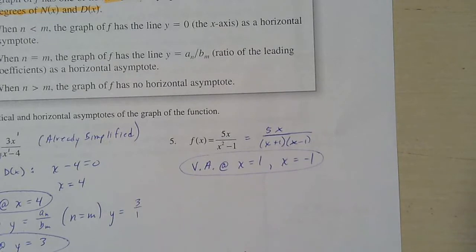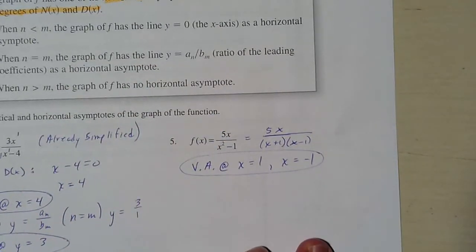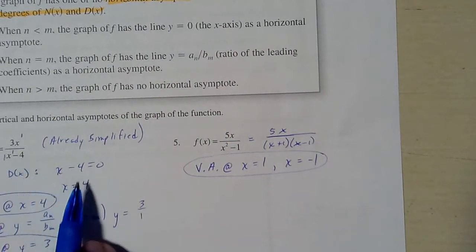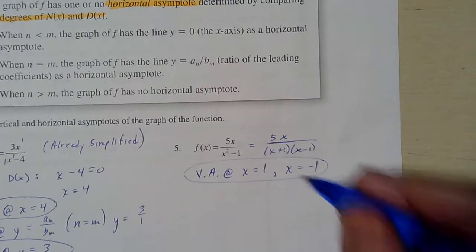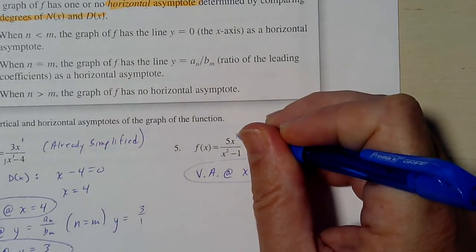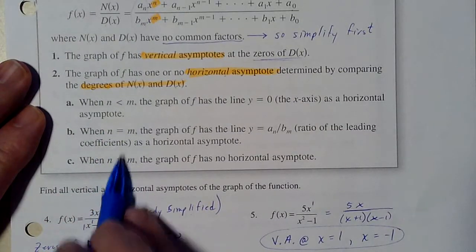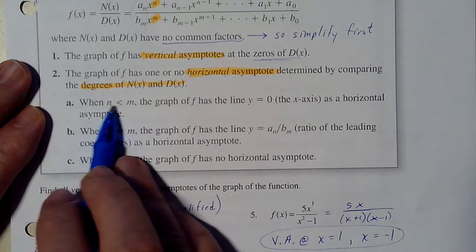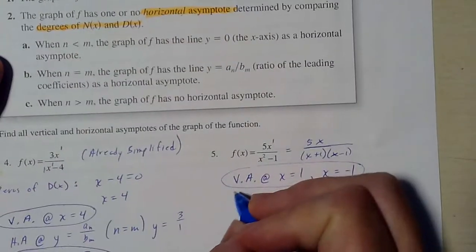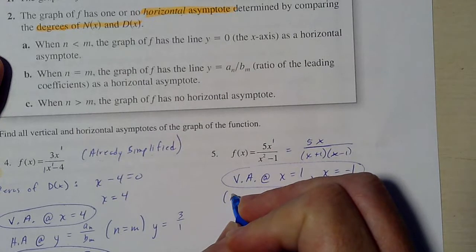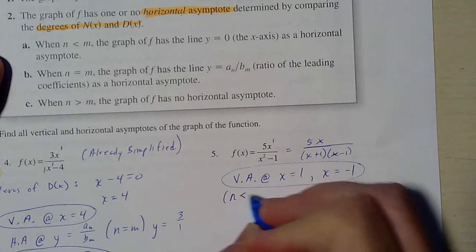What about the horizontal asymptote? Okay, so look at the degrees of the numerator versus the denominator. So we have 1 up top, I have 2 on the bottom. So which scenario is this? Is n less than m, equal to m, or greater than m? It's definitely less than m. 1 is less than 2. So let's make note of that. N is less than m.